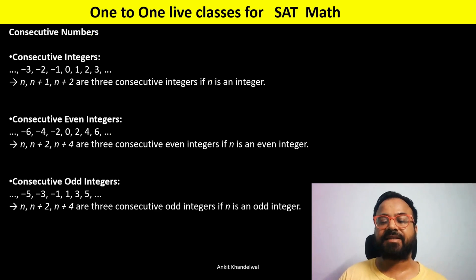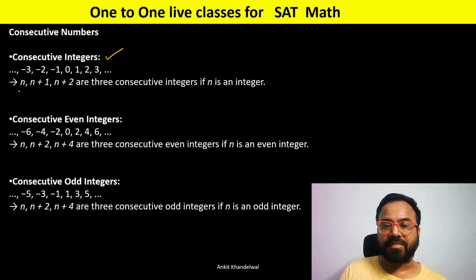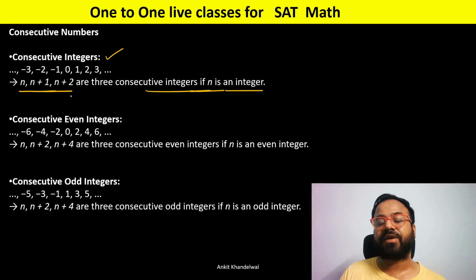Now let's see the numbers over here. When we say consecutive numbers, we have 3 categories. First one is the consecutive integers. We have discussed integers in chapter number 1: -3, -2, -1. Consecutive integers means integers one after another which have a difference of 1. So in general we will take n, n plus 1, n plus 2 as the 3 consecutive integers if n is also an integer. Now when we talk about even integers, it's like 2, 4, 6, 8, the gap is 2 between them.